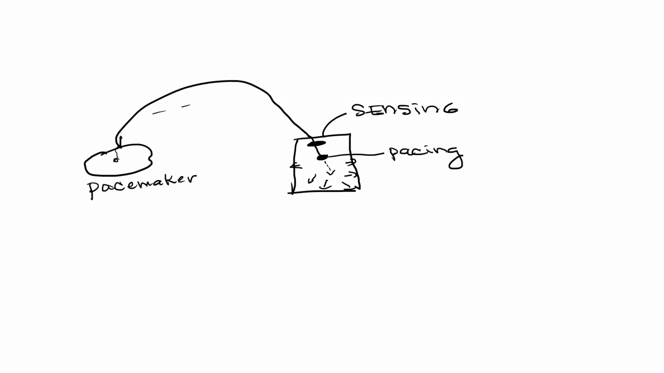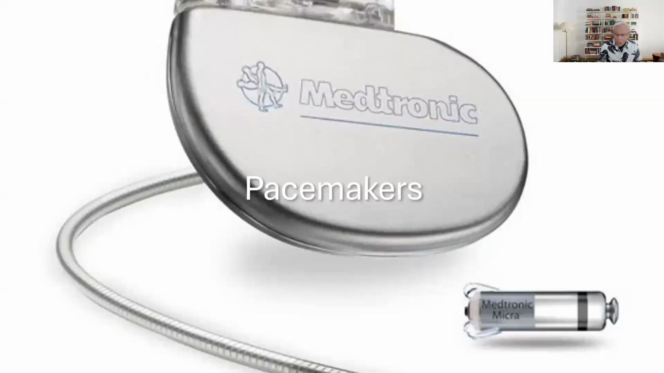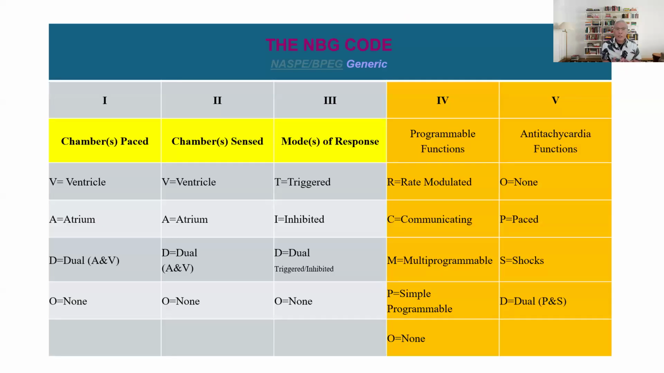Okay? All right. So pacemakers are actually classified according to the NBG code, meaning to say that there is an American Society of Pacing that says we're going to have these particular types of pacemakers, and I want everybody to use it the same way.